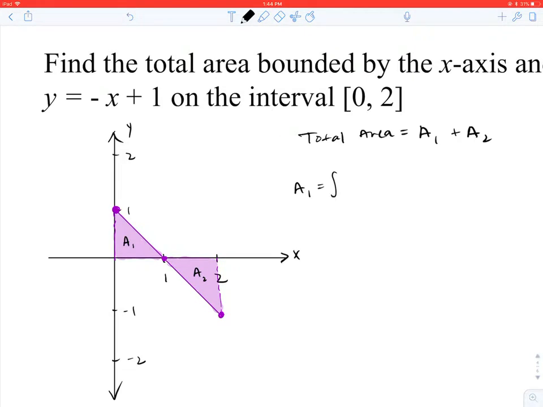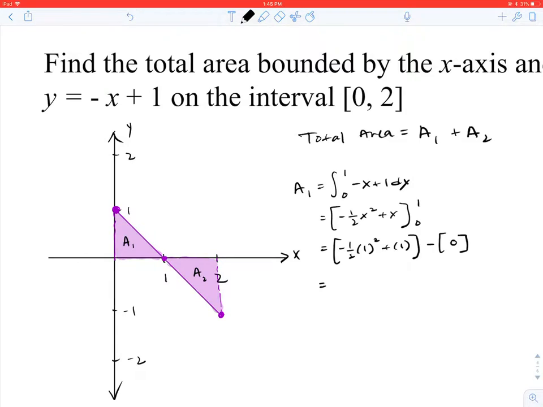And to find area 1, I'm going to integrate from 0 to 1 the function -x plus 1. So I can just evaluate the definite integral here since the function is going to be positive on the interval from 0 to 1. So we'll have -1/2 x squared plus x. And then by the fundamental theorem of calculus, that'll be -1/2 times 1 squared plus 1, minus 0. So simplifying that, we get 1/2.